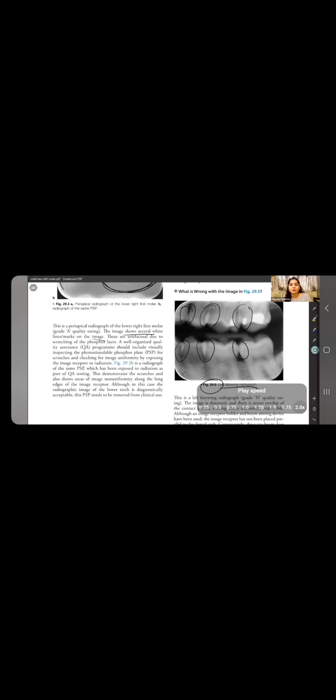So if there is a horizontal angulation problem with the beam placement or the sensor or the film placement, the proximal contacts would appear overlapped and it would be an absolutely wrong image. This is a left bite-wing radiograph. The image is distorted. There is severe overlap of the contact points, making caries assessment impossible. Although an image receptor holder and beam aiming device have been used, the image receptor has not been placed parallel to the arch. Here there was a problem with placing the film or receptor. Consequently, the X-ray beam will not pass through the contact areas, leading to the overlap.